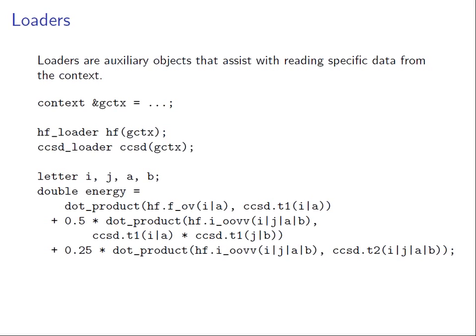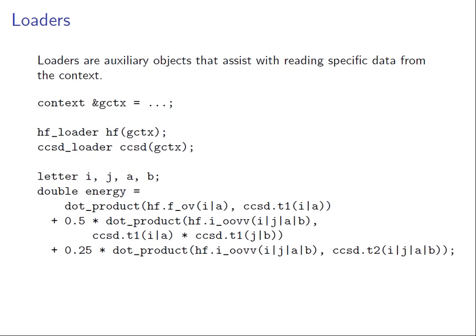A loader is just a simple structure that's set up to get or pull specific data from the context. Suppose we have some context GTX, and we want to pull all the Hartree-Fock data. There's a class called HF loader, and as you see, it's constructed here. The constructor takes the context as a parameter, and after it's constructed, internally it now contains things like the Fock matrix and integrals. Of course, it doesn't contain the objects themselves, because we know that integrals can be big. It just contains the references. So it's a cheap operation to create a loader. It simply pulls the references from the context and spares you from writing those lines of code.